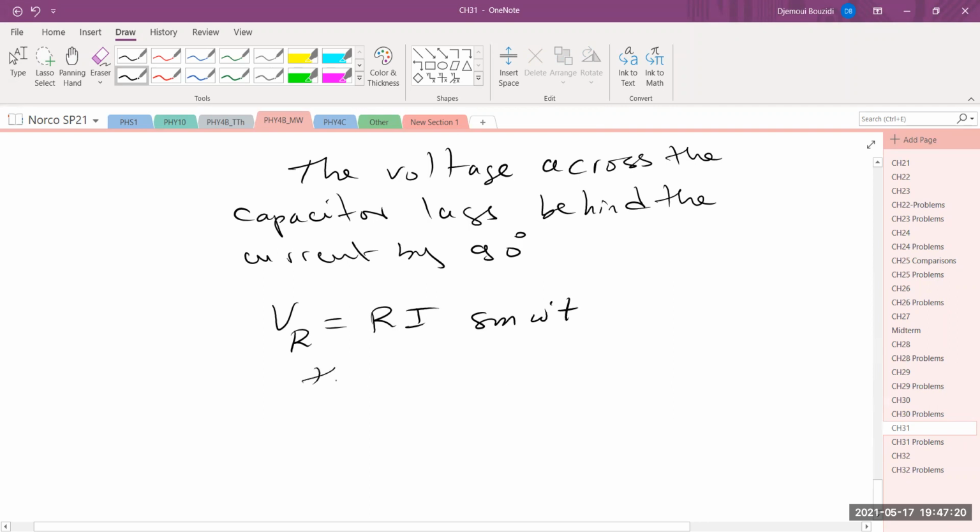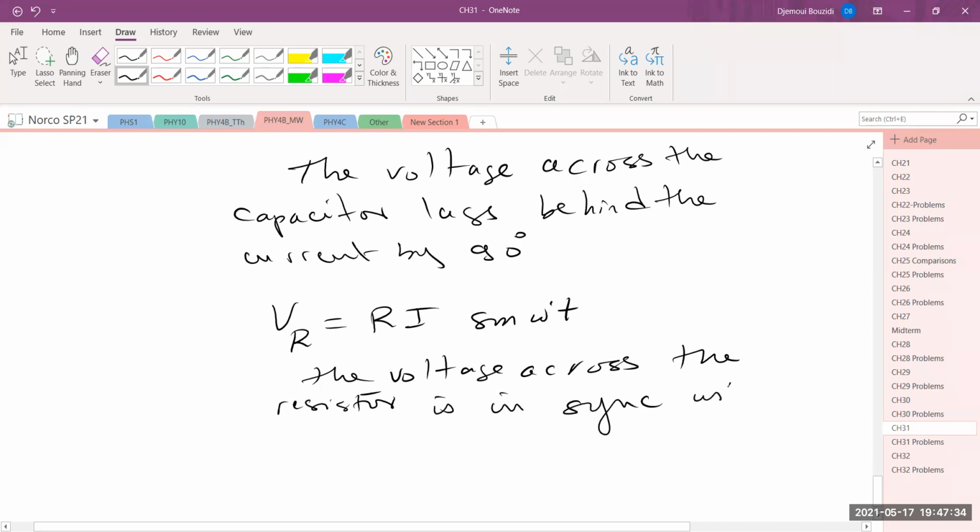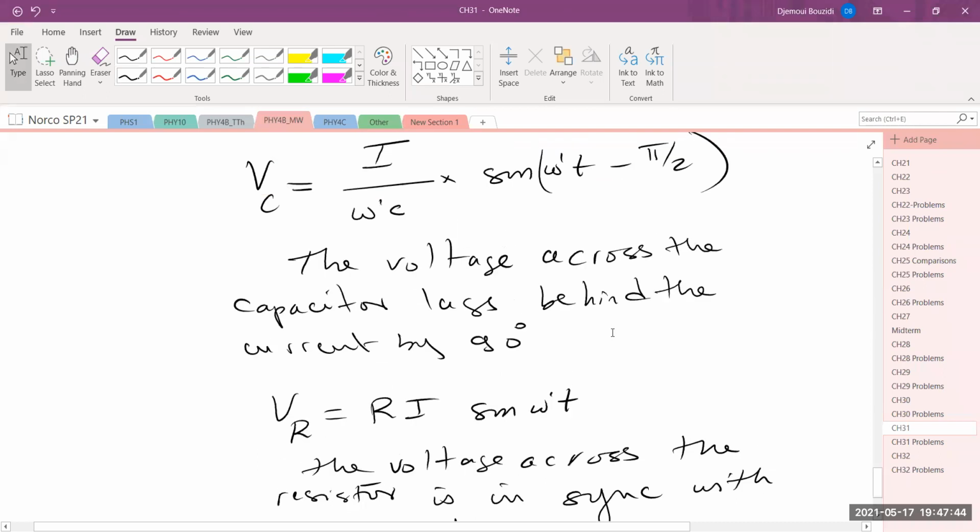So the voltage across the resistor is in sync with the current. In other words, it's not ahead, it's not behind. It's just as if you add 0 to it. Okay, it's the same thing.